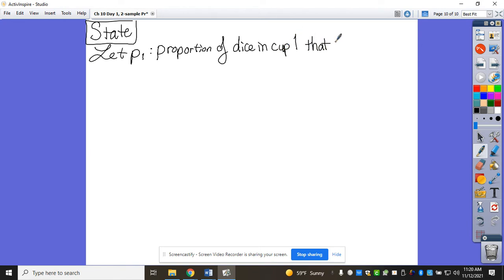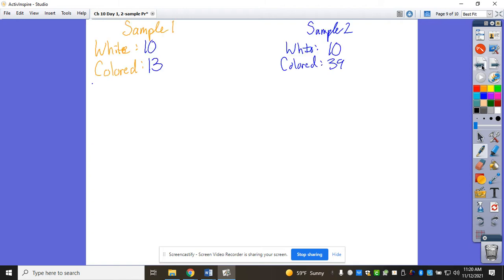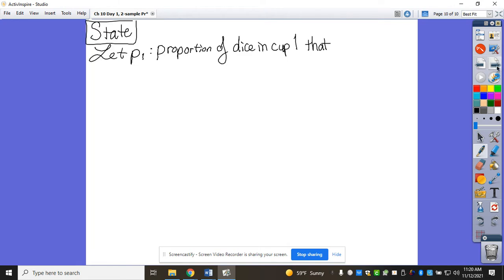I guess we had to decide this ahead of time, but we didn't really have to. In cup 1 or in sample? Sample 1 is cup 1. Does that make sense? Oh wait, were they different cups? Yeah. Okay. That one is 1. I separated them up. Alright, so proportion of dice in cup 1.